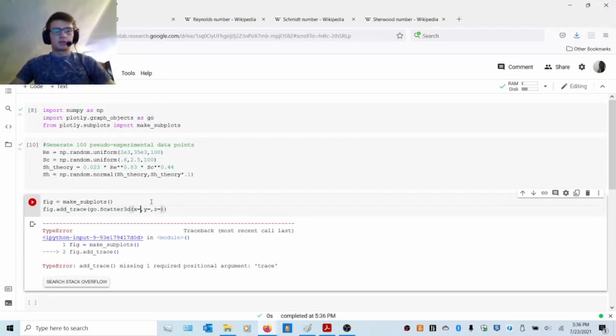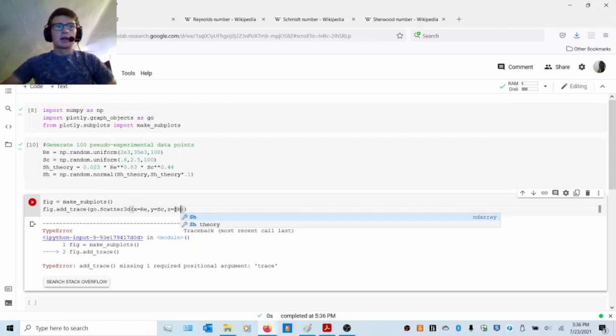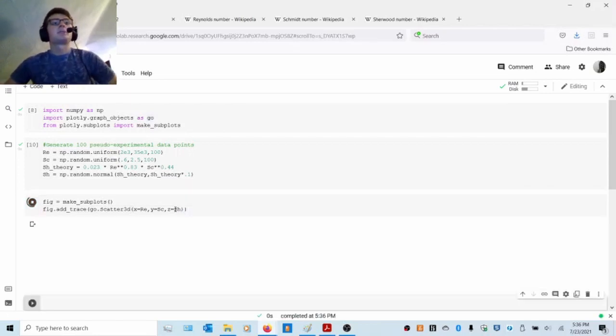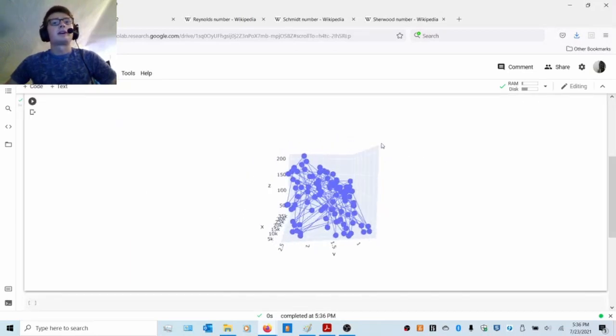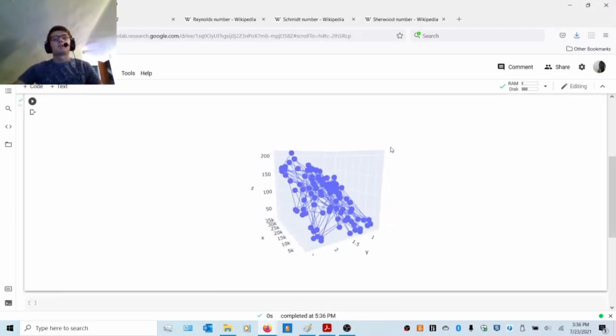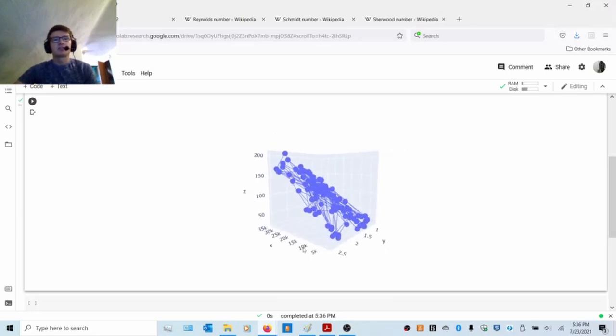Our x value, let's just call that the Reynolds number. Our y value, let's call that the Schmidt number, and our z value, we'll call that the Sherwood number. Now let's run this and see what the plot looks like. It's going to be kind of ugly, but it will get the point across. So these are all our points. You'll see they're in a three-dimensional plot.